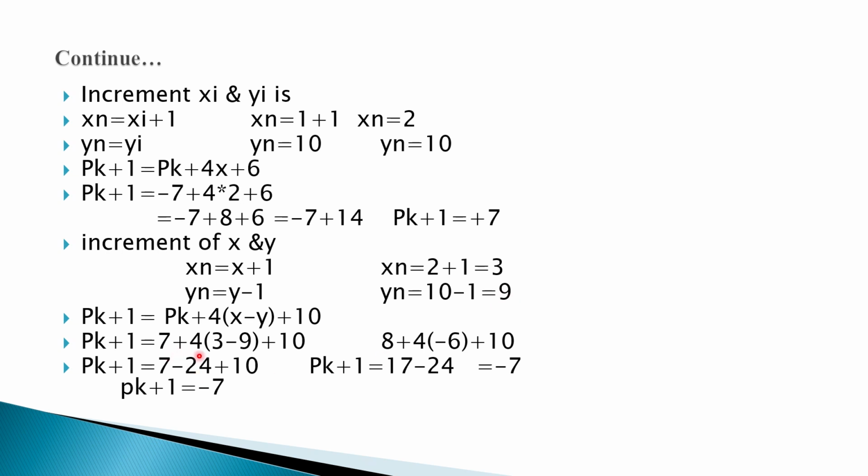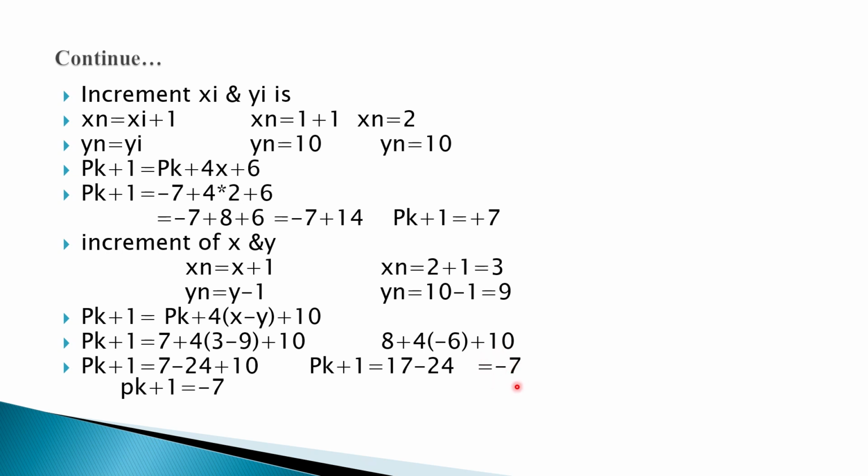So 7 plus 4, 3 minus 9 plus 10. So what we get? 7. 3 minus 9 is minus 6. Minus 6 into 4 is minus 24 plus 10. Now what we get? Plus 7 plus 10 is plus 17 minus 24. What we get? And again we got a negative pk value.